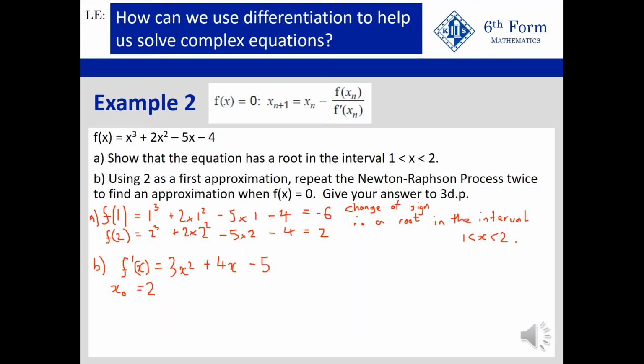We've been asked to get an answer correct to 3 decimal places this time, so more accurate than before. So we may need to repeat more times. It all depends on how quickly our process converges. So we're going to work out x1. To do that, it's going to be 2 minus f of 2 over f dashed of 2. We'll substitute that all in on the calculator, and use the answer button to make it quick and easy to do.